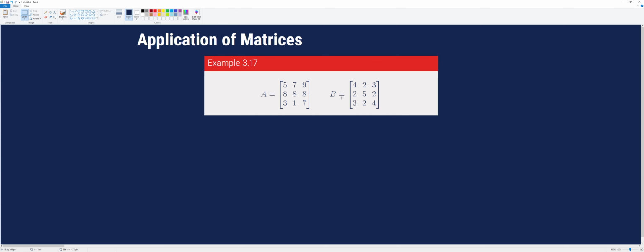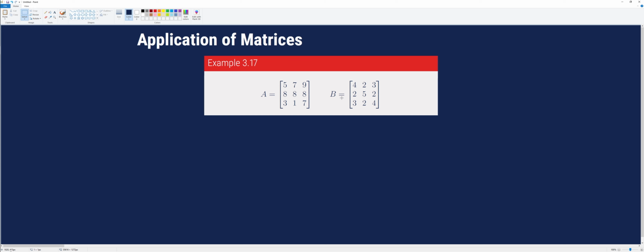Hi, in this video, I will be demonstrating to you how we can apply the concept of matrices in cryptography. One question that may arise is that when we perform matrix multiplication, can we get at least one of the original matrices? To illustrate this case, let's consider example 3.17.